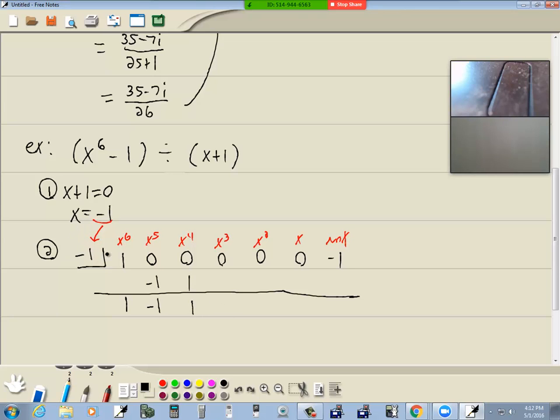Multiply. Do you feel pretty good about synthetic division? Okay. So yeah, multiply, then I add. Multiply, negative 1 times negative 1 is 1. Add. Multiply, negative 1 times 1 is negative 1. Add. And multiply, negative 1 times negative 1 is a positive 1. And add, and we get a 0 there.